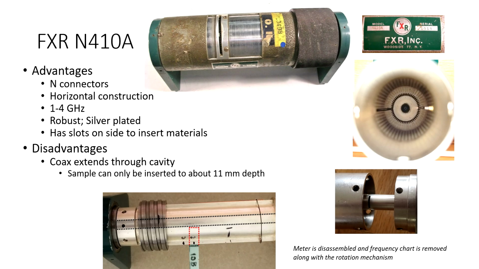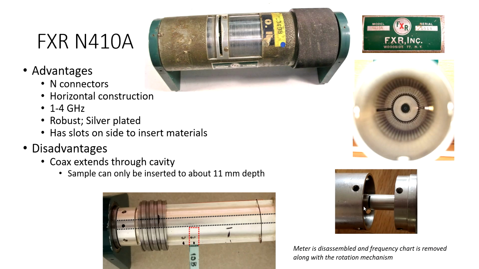It is physically robust. It could be used to whack somebody over the head, and you would not like the results. It is silver plated on the resonance cavity, which makes it really high Q, and it has the slot on the side. Actually, it's 2 slots on either side, which allows you to insert materials to measure them. Samples can only be inserted to a depth of about 11 millimeters, and that's because there is a coax running through the center. You can see the coax here in the lower right-hand picture.